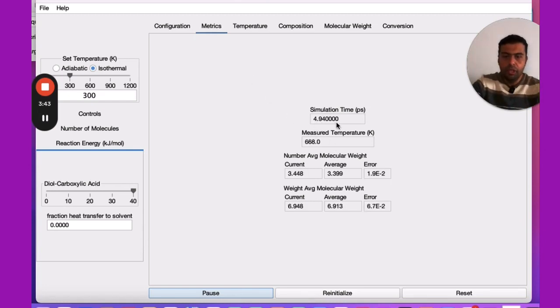here we have the simulation time in femtoseconds, and this is the measured temperature, trying to adjust around 300. We will go to the temperature profile and see it. And here is the number average molecular weight. You can see it is 5, because as I mentioned we have 300 of the red dots and 200 of the blue dots. So overall each chain will have about 5 molecules. The average molecular weight can be used as the number of molecules here in the software, or we can represent it as the average molecular weight. It will be 5.